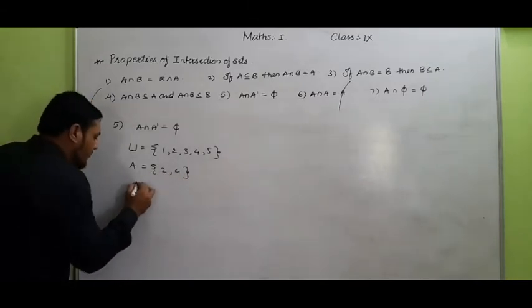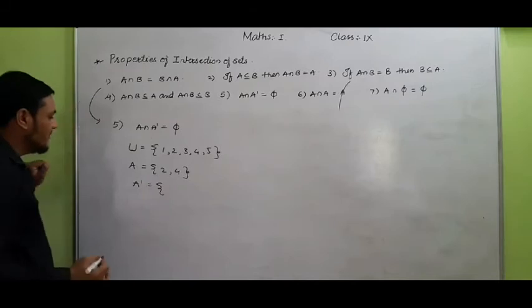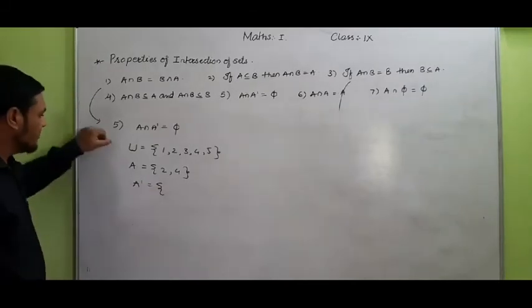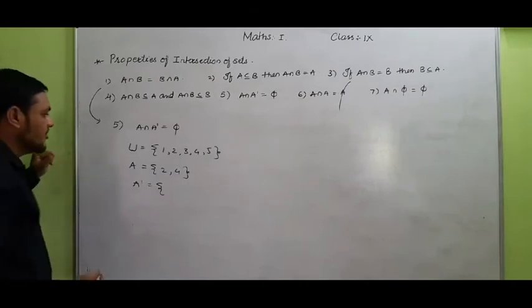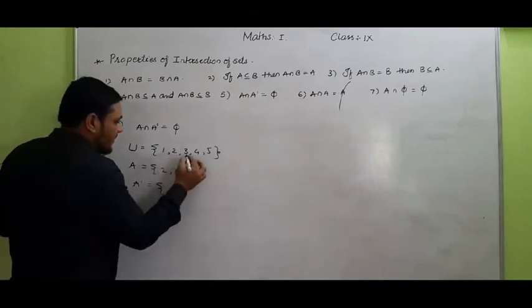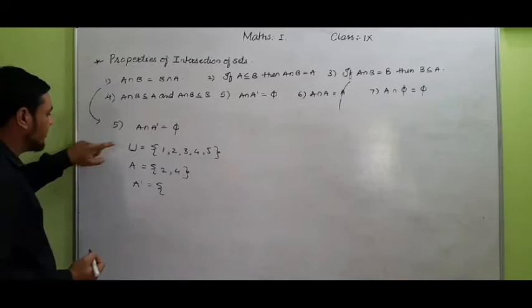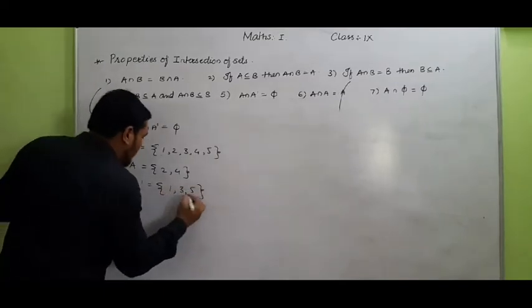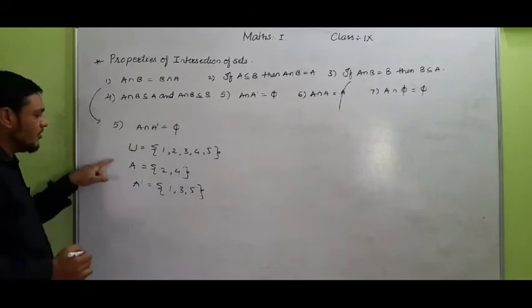Now we will find the complement of A. We know the definition of the complement of a set: A complement will contain all the elements which are in U but not in A. You can see that 1, 3 and 5 are those elements which are in U but not in A. So we can write here 1, 3, 5. This is nothing but the complement of A.